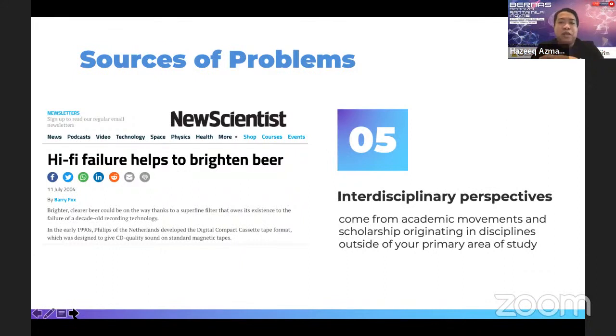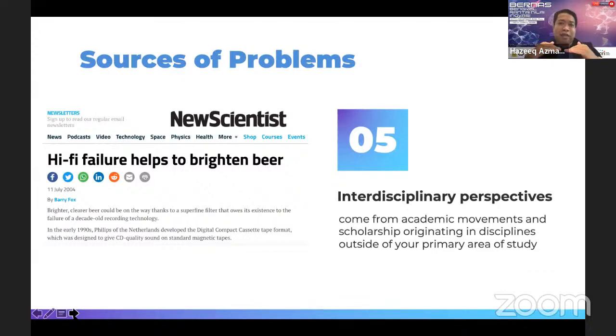The example here that I would like to share is from an article in New Scientist in 2004. I'm sure you know Philips. The Philips company, back in the 90s, tried to find a way to increase the quality of audio. So they designed, I don't know how it looks, but it's equipment with 70 micrometer holes. It's a very small hole, but they ended up not being able to come up with a product with that.